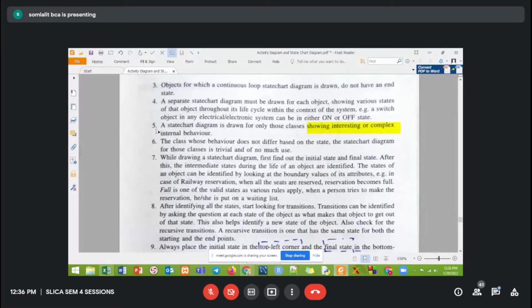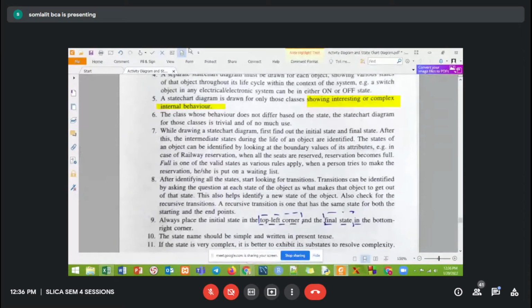Okay, हर एक का state chart नहीं बनाने बैठने का. Then the class whose behavior does not differ from the state chart diagram for those classes is trivial and not much use. सीधी सी बात है. It is not reflecting any kind of behavior of your actual business process, तो उसका state chart diagram बनाने की जरूरत नहीं है. Okay. Another important thing is that yes, you need to finalize while drawing the state chart diagram.